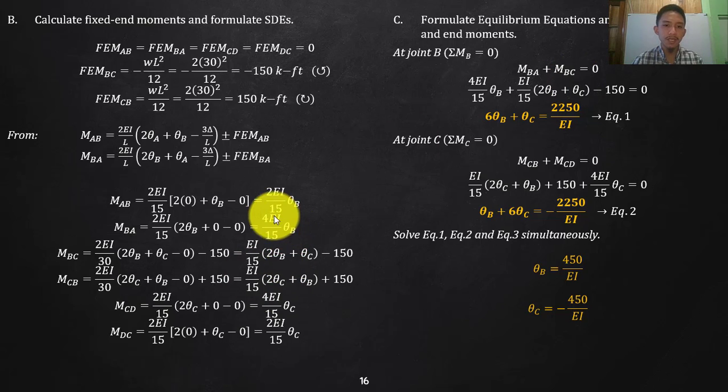So just get your BA. So this is your BA, and then BC. That is your BC. Simplify, you will have your equation 1. And then at joint C will be your MCB and MCD. CB and CD. Simplify, you will have your equation 2. And then of course solve simultaneously.